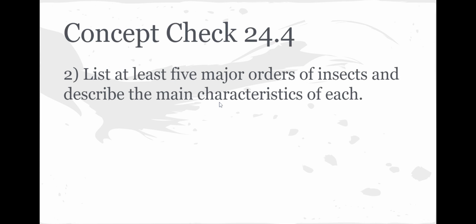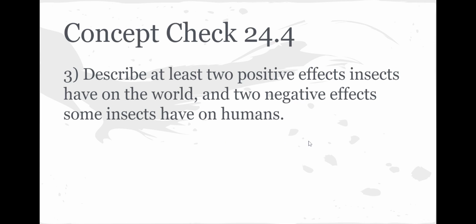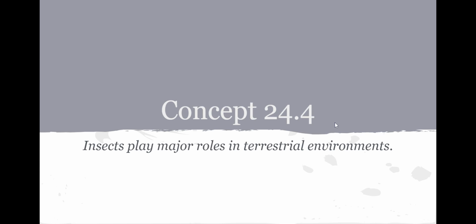List at least 5 major orders of insects and describe the main characteristic of each. You can look at the table in the textbook, or you can go back in the presentation. Describe at least 2 positive effects insects have on the world and 2 negative effects some insects have on humans. So make sure you're touching on both the positives and the negatives.